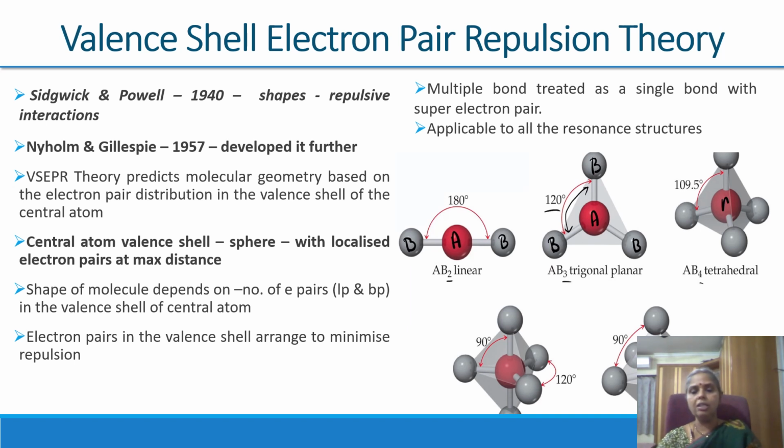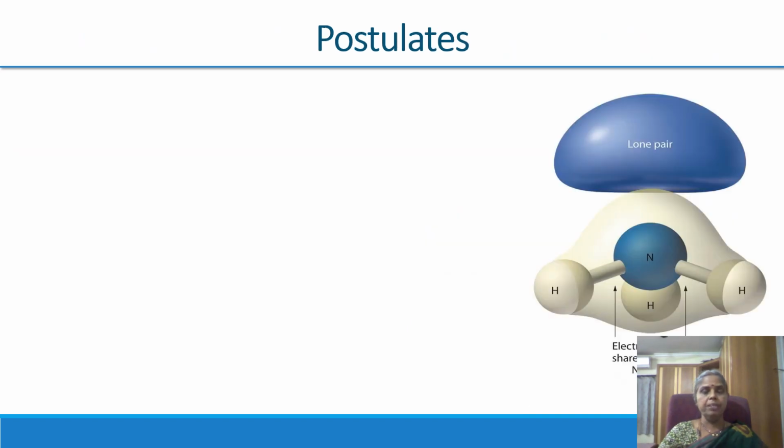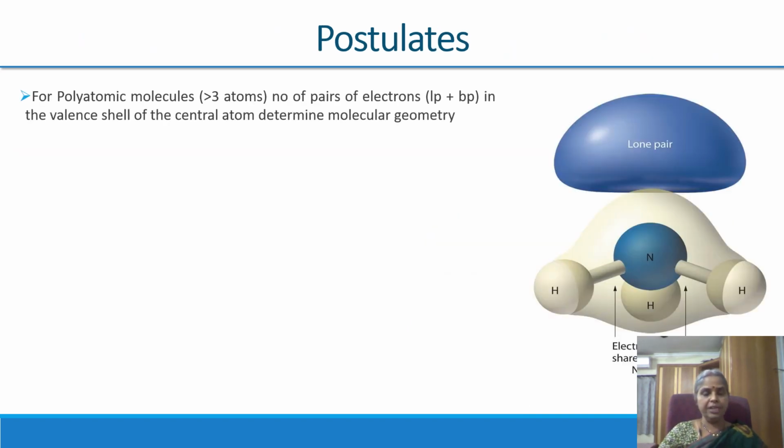This is applicable to all the resonance structures. Just as we said, Lewis structures can be drawn for all the canonical forms or all the resonance structures. You get resonance structures from Lewis structures only actually. So this theory is applicable to all the resonance structures that are possible. Now let us see the postulates we have already learned.